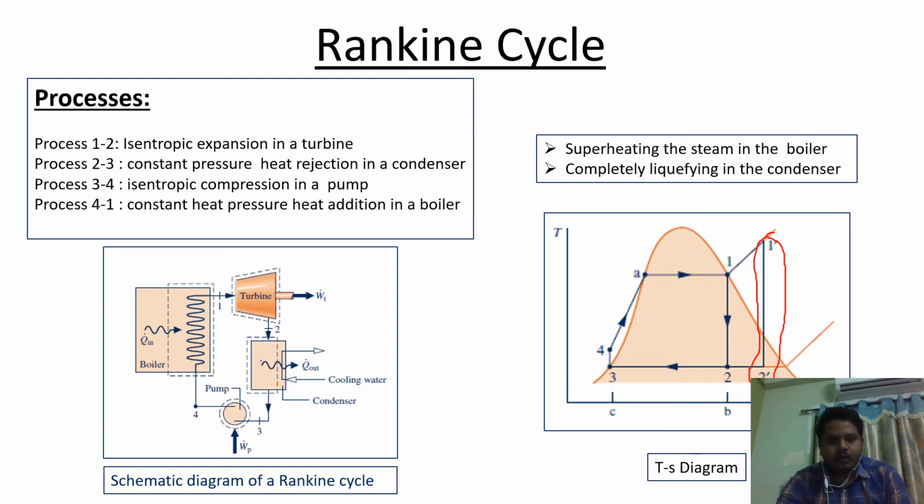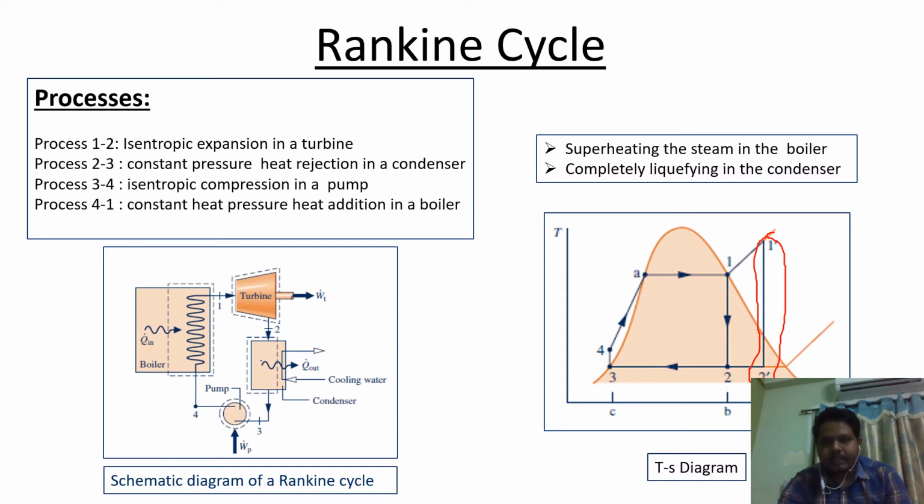Okay. Now the next process is 4 to 1. 4 to 1 through the boiler. What is happening in the boiler? The water is converting into steam. So initially this is the water. This water is slowly getting heated. The temperature is increasing from A to 1.